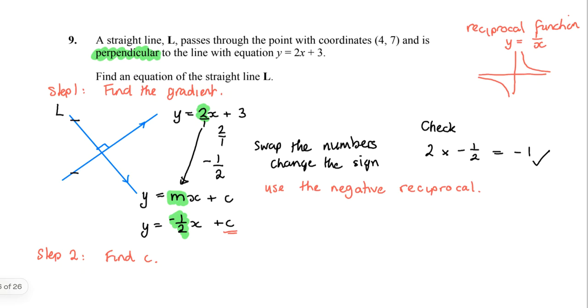Just the same. Wherever it crosses the y-axis, yeah? Yeah, I mean, you're right. C is where it crosses the y-axis. So where does our line cross the y-axis?